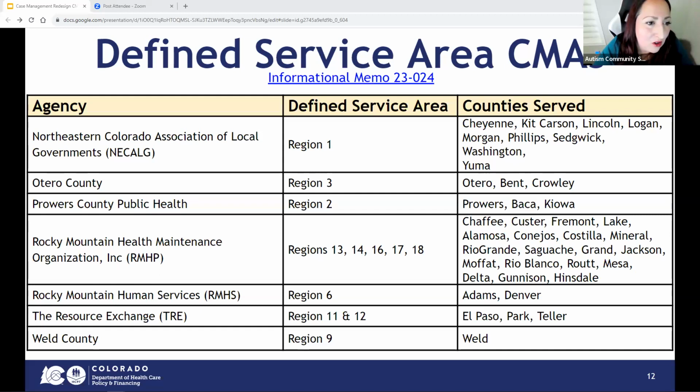Region 1 is going to be NECALG, or Northeast Colorado Association of Local Governments. Region 3 is Otero County. Region 2 is Prowers County. Sorry, I know it's weird with the regions, but I think we did it in alphabetical order. Rocky Mountain Health Plans Organization, or RMHP, is region 13, 14, 16, 17, and 18. Rocky Mountain Human Services is region 6. The Resource Exchange, or TRE, is region 11, and pending in region 12. It's pending a protest. They received the intent to award, but it is still under protest right now. So that one is not guaranteed for 12, but it is guaranteed that they will be in region 11, El Paso, Park, and Teller. And then Weld County is region 9.